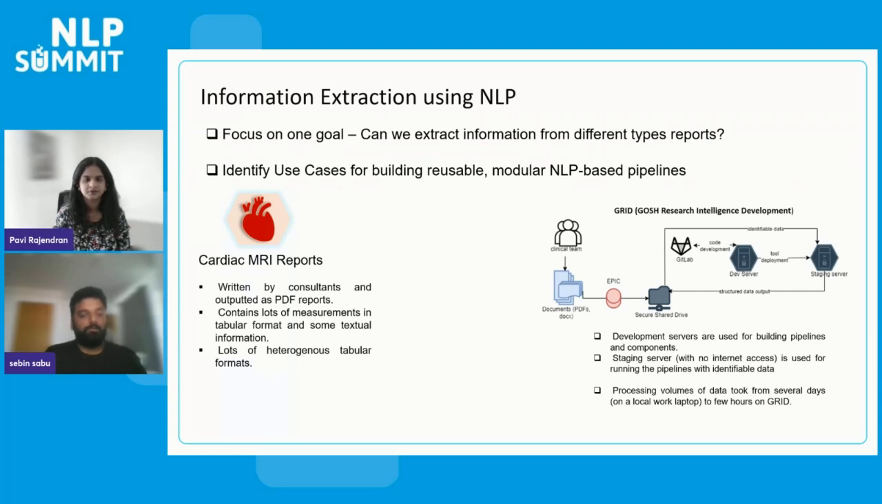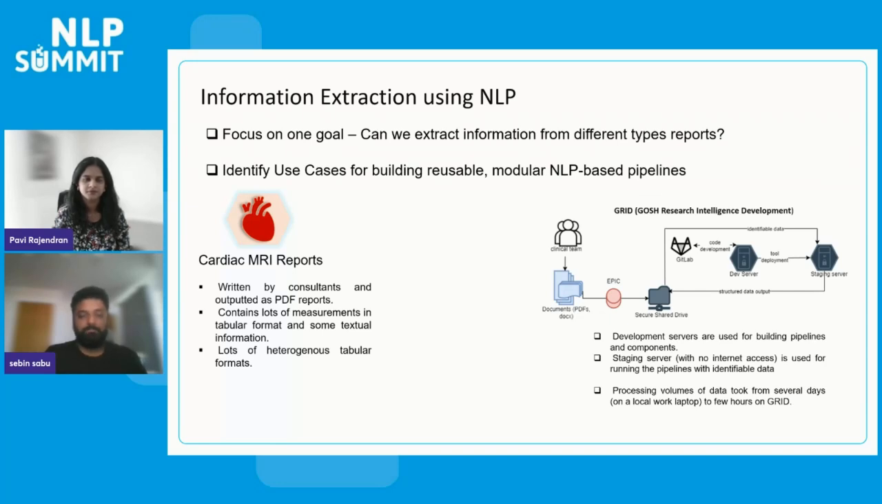We cannot rely on our laptop for this process. So we have to figure out an ecosystem inside our unit to process work like this. Since it's an NHS trust, we have to consider the information governance very thoroughly. So we came up with a solution called Grid.